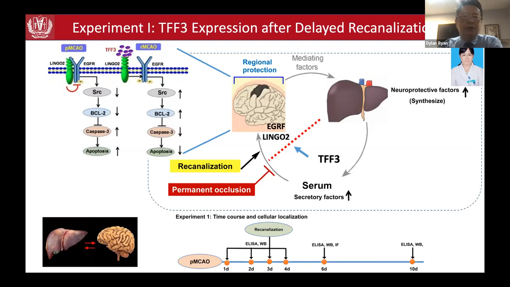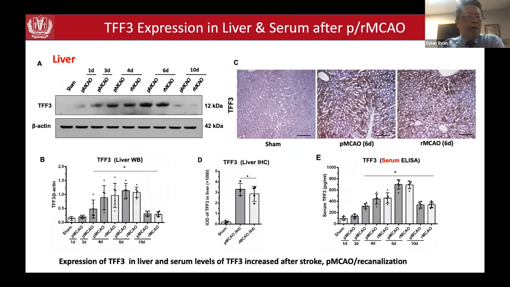So the first one we're going to do is looking at the TFF3 expression after delayed recanalization. You see, this is the liver. Interestingly, after stroke, TFF3 in the liver began to increase. There's nothing before stroke. So something triggered, the liver will respond. And regardless of whether we reopen the vessel or not, the level in the liver increases, because it isn't affected by recanalization, it's just affected by stroke.